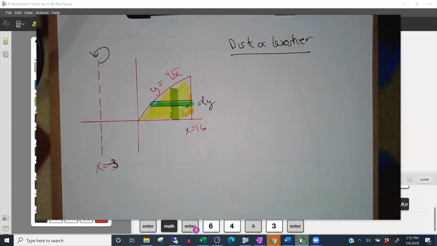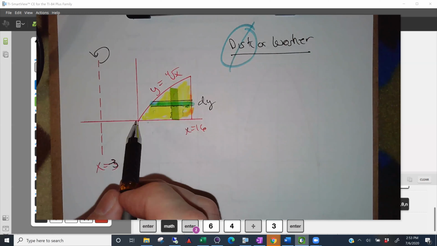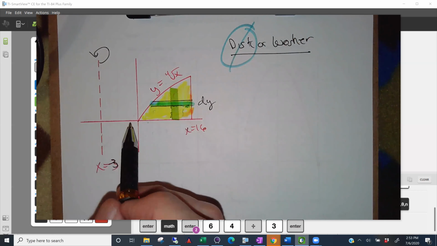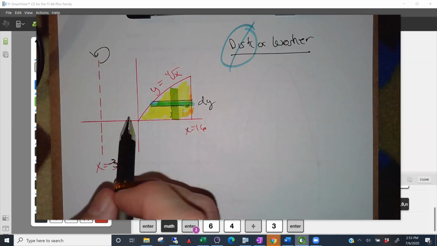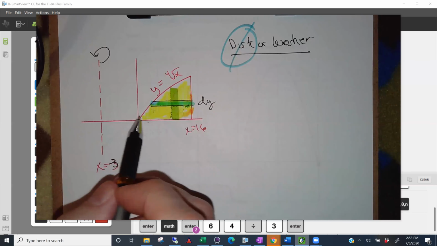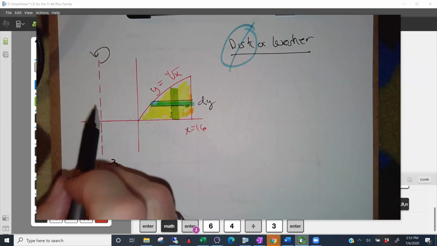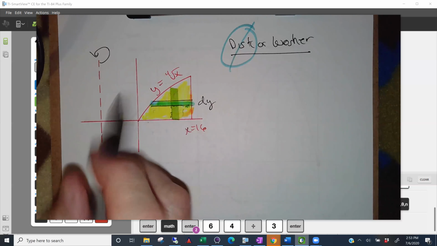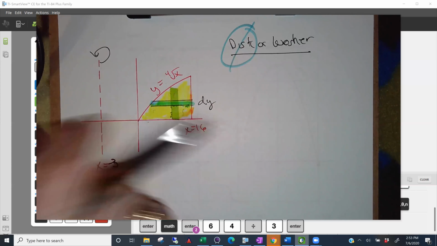Let's see here. Jackson F., is this going to be a disc or washer method? Washer. Washer, good. Why? To be honest with you, I'm not too sure off the top of my head. It's just the pattern from before. Okay. Well, let me try and make it a little more concrete here for you. It's going to be a washer method because there's a gap. My area here isn't completely flush with my axis of rotation. So if there's a gap between your area and your axis of rotation, then it's going to be a washer.